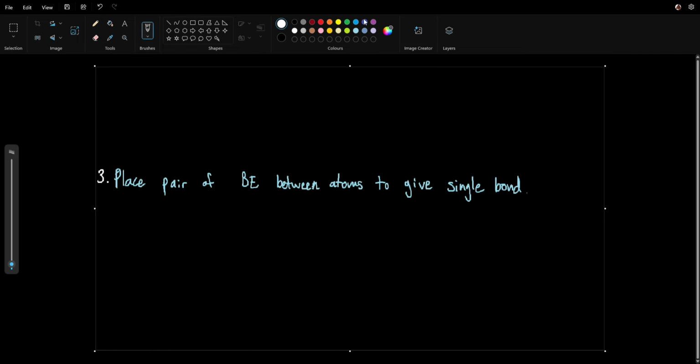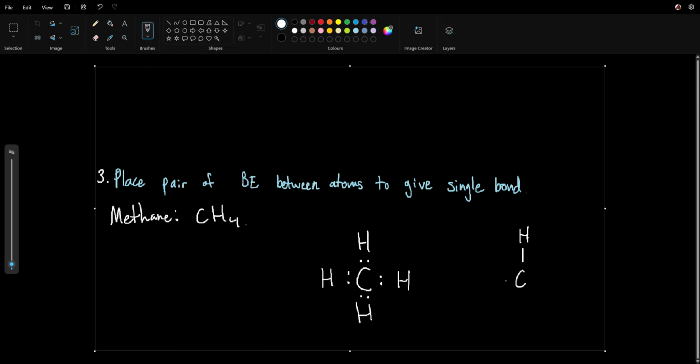Next, for our third step, we'd like to place a pair of bonded electrons between the atoms to give a single bond. So I'm just going to look at methane for an example. So we'll go for methane, which is CH4. Now we can get a central carbon, and then we have 4 hydrogens around it. And it says here to place a pair of bonded electrons, so we can go 1, 2, 3, 4, 5, 6, 7, 8, filling the octet of carbon and the hydrogen, and we can draw these bonds as a single line.